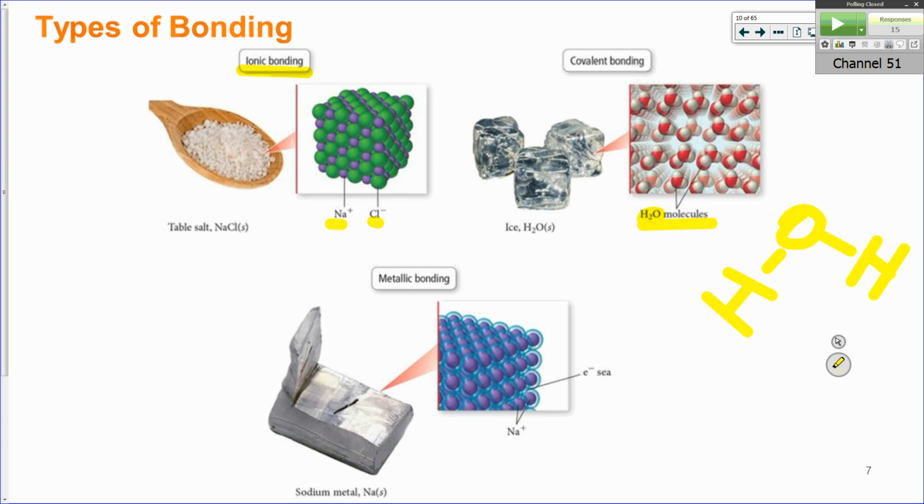And then your last possibility, and the one we talk about the least in this course, is what happens in metals. And again, this picture kind of illustrates it a little bit, that sea of electrons that are there.